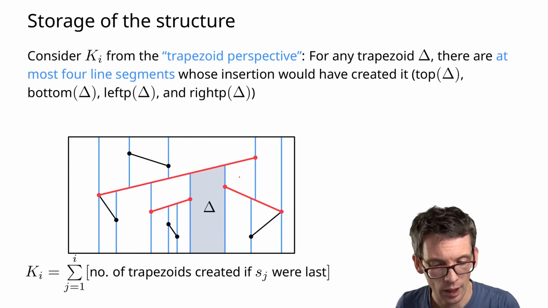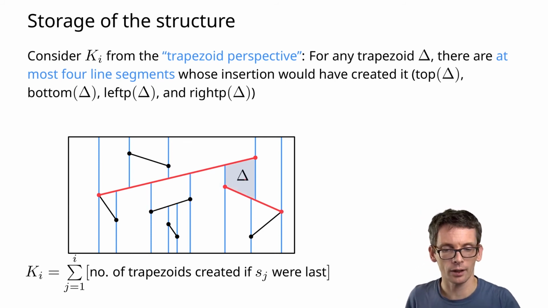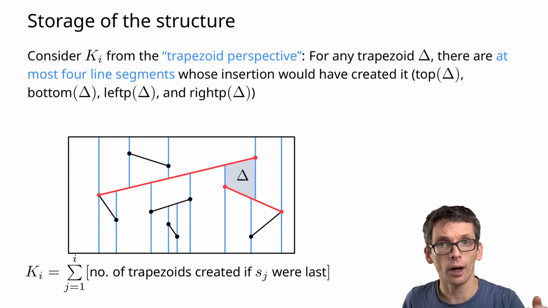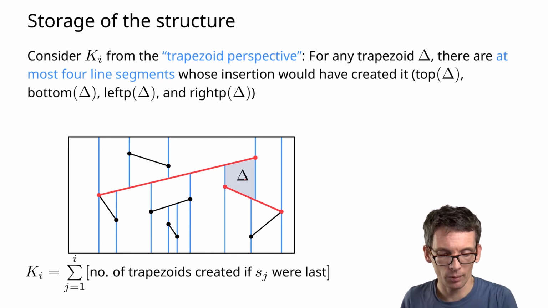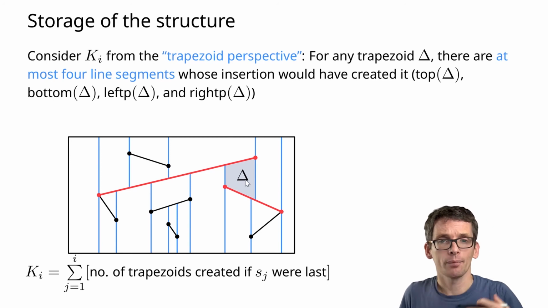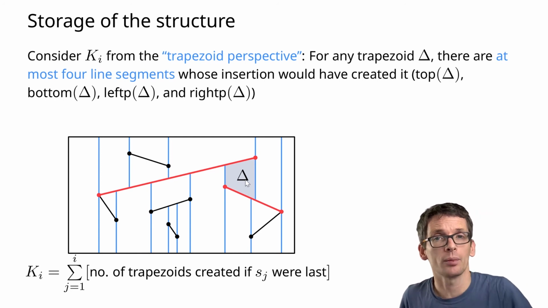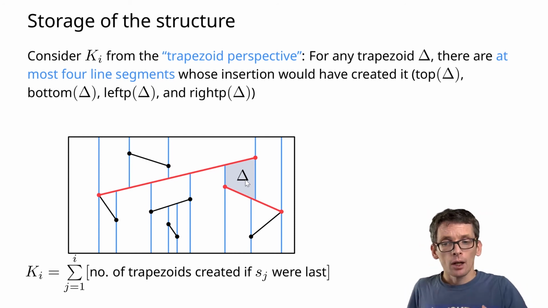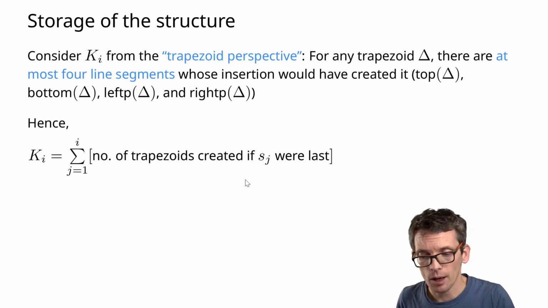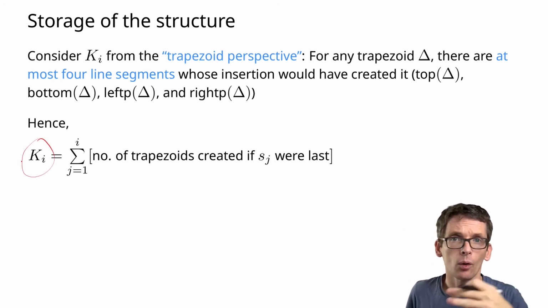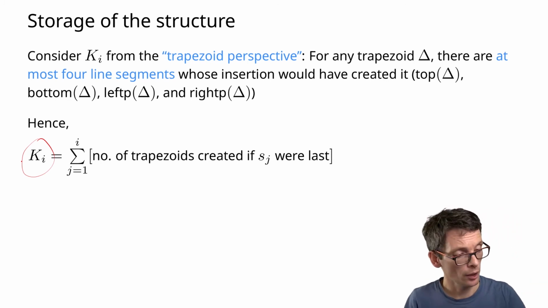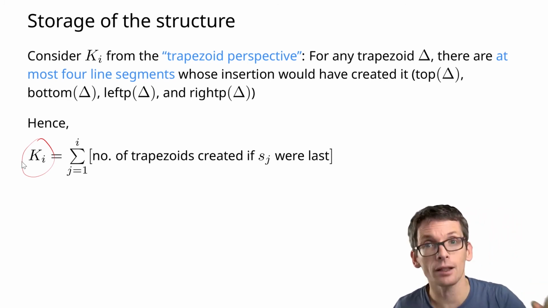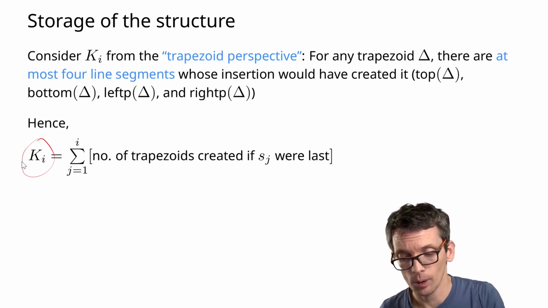If I do the same, let's say for this trapezoid, it's again bottom, top, left, right. In this case, bottom and top and right is the same, bottom and left is the same. But overall, it's at most 4 segments that would have resulted in any given trapezoid being inserted in the last step. So if I now look at this sum again, Ki is the sum over all possible segments, counting the number of trapezoids that would have been created if this segment would have been the last. I now rewrite this in terms of trapezoids.